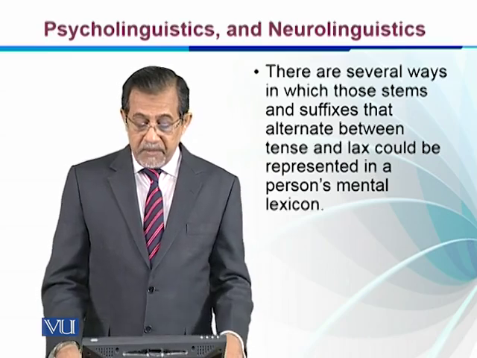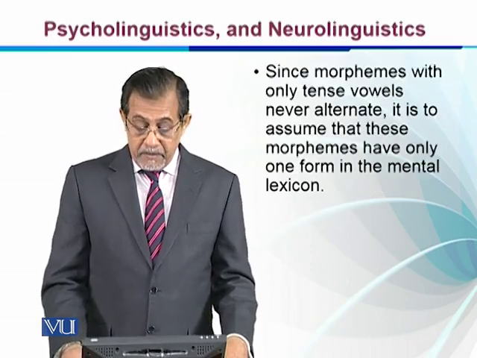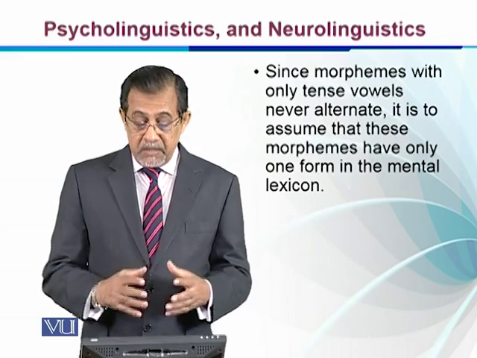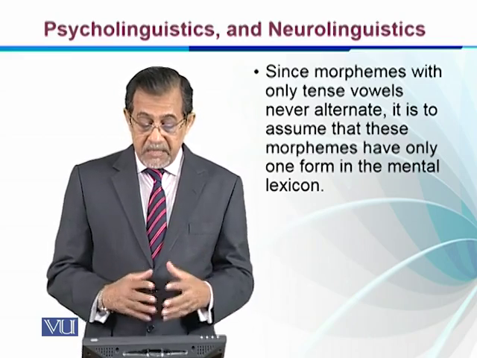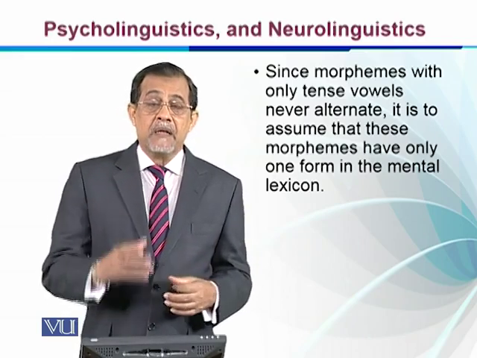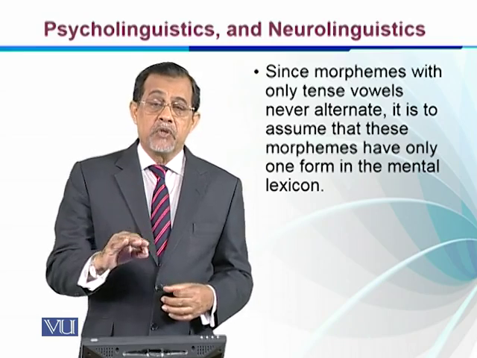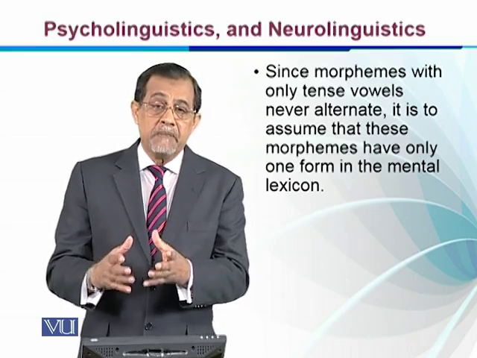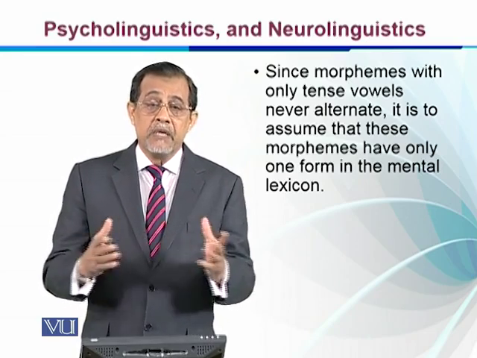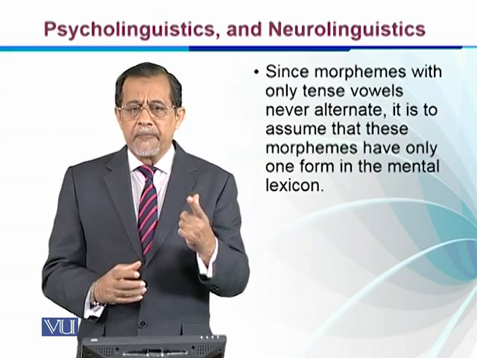There are several ways in which those stems and suffixes that alternate between tense and lax could be represented in a personal mental lexicon. Since morphemes with only tense vowels never alternate, it is fair to assume that these morphemes have only one form in the mental lexicon. Obviously, if there is already a tense morpheme, it doesn't have to change because a suffix with a tense vowel is attached to it. So it is believed that it has one word form in the lexicon.